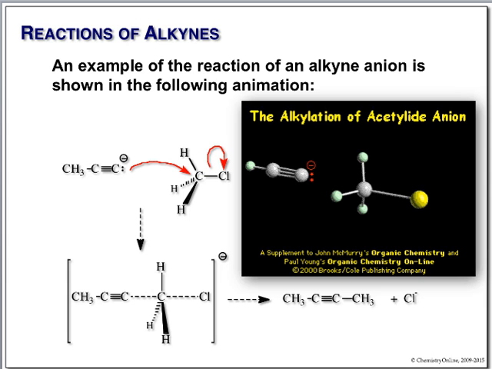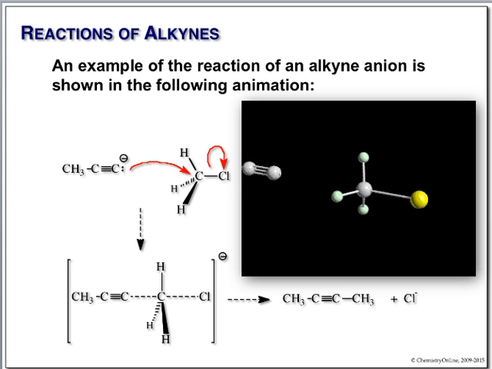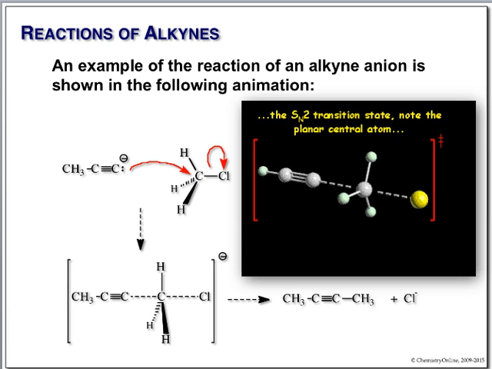Remember, in this type of reaction, we don't have an intermediate. We simply have a transition state where the nucleophile comes in, the leaving group leaves, and this is a planar carbon. We wind up with our product, which is 2-butene and chloride anion. So let's go ahead and watch it happen. The nucleophile is going to come in. As it does, the leaving group will leave. And note the central carbon goes planar in the transition state.